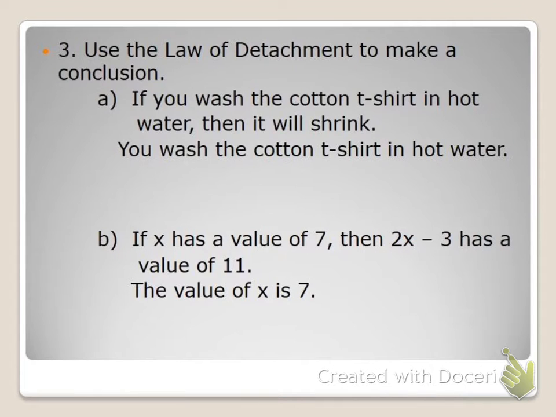All right, on number 3, use the law of detachment to make a conclusion. So our statement is, if you wash the cotton t-shirt in hot water, then it will shrink. We are told that we wash the cotton t-shirt in hot water. So what do we think our conclusion is going to be? It will shrink. The t-shirt will shrink, or it will shrink.